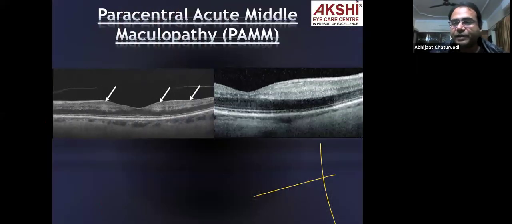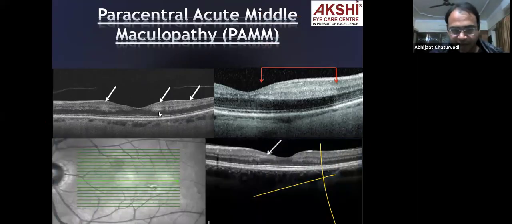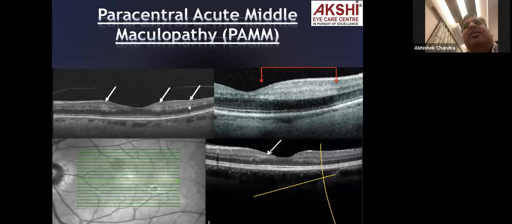Now, this is again a very important component to predict paracentral acute middle maculopathy, or PAMM. So you can see there are some hyper-reflective dots.